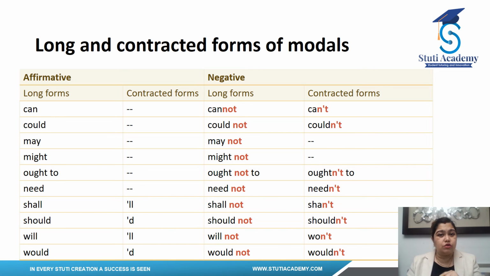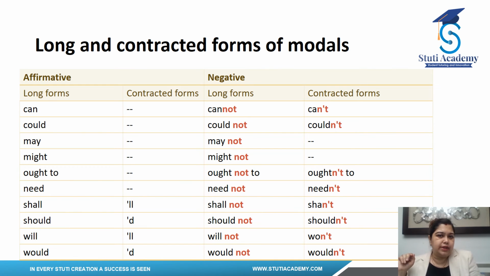He would go out with me. So when I'm doing the contracted form, it will be he, H-E, apostrophe, and a D. Go out with me. And the negative of would is would not. And the contracted form of it is wouldn't.